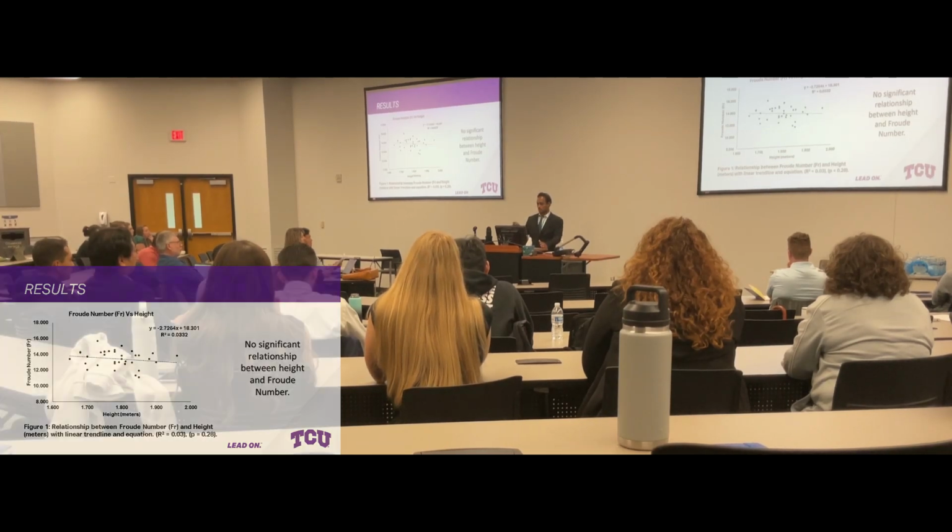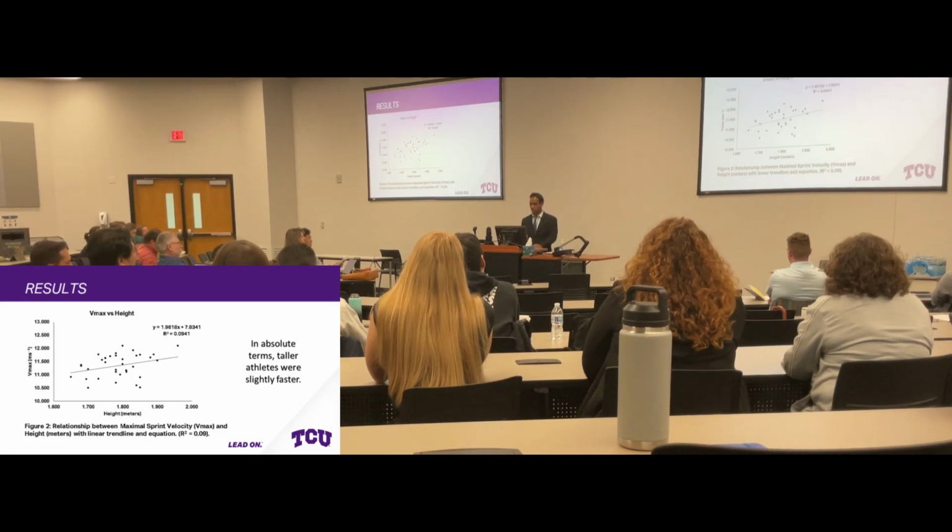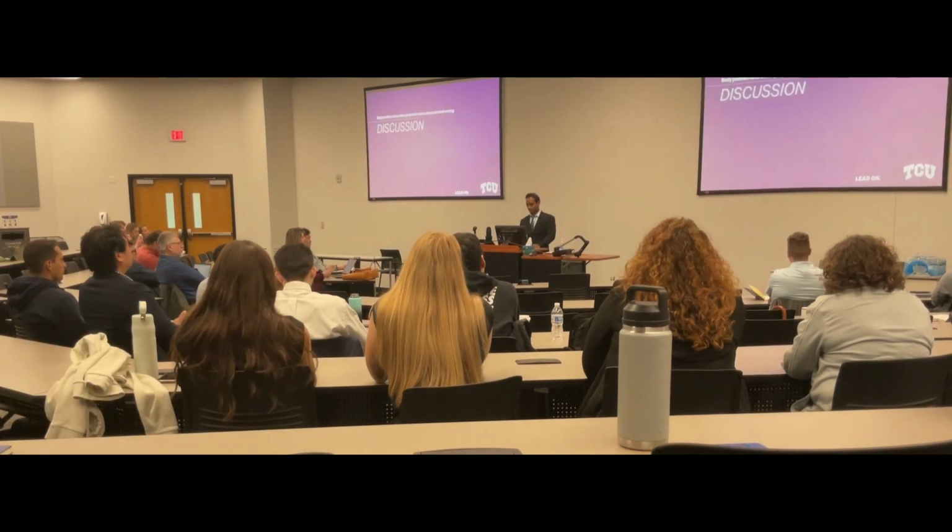Okay, so that takes us to the next graph, which has max velocity on the y-axis and height on the x-axis, so you see a slight increase in taller sprinters. Taller sprinters are running faster because of their height, so you can see a slight increase in their speed there. So in absolute terms, taller sprinters are faster at top speed.